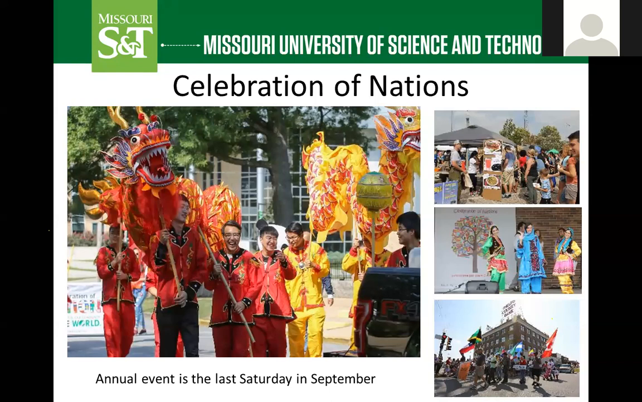The day starts off with a parade of nations where we have different community and campus members representing nations from all across the world walking in a parade. And then in the afternoon, there's a festival, and we have vendors set up where you can have delicious food from all across the world. We also have a talent show where people can sing and dance and have different talents from different parts of the world. So it's such a fun day.